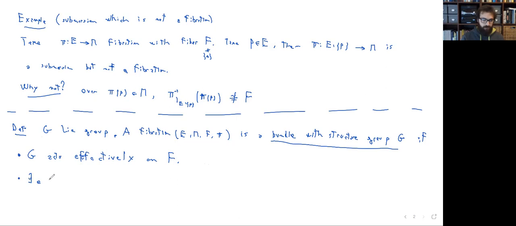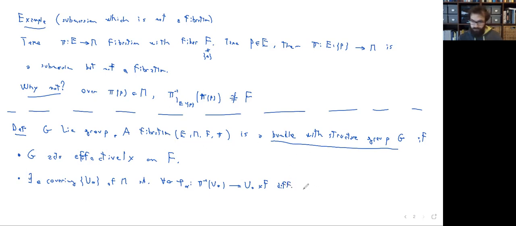And furthermore, there exists an open covering, U alpha, of M, such that for every alpha, we have diffeomorphisms, phi alpha, from pi inverse of U alpha into U alpha times F. This is the existence of these diffeomorphisms, still part of the definition of fibration. But now we have an extra condition, such that for U alpha intersected U beta non-empty, there exists some G alpha beta from U alpha intersected U beta into G, and this is where our group comes into play. And this needs to be smooth.